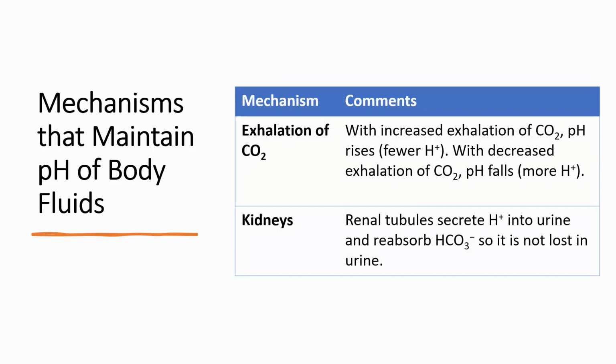Exhalation of CO2: with increased exhalation of CO2, pH rises. In other words, it becomes more alkaline. With a decreased exhalation of CO2, CO2 rises in the bloodstream and pH falls. In other words, it becomes more acid. Kidneys, the renal tubules, secrete hydrogen into the urine and reabsorb bicarbonate ion so it is not lost in the urine.